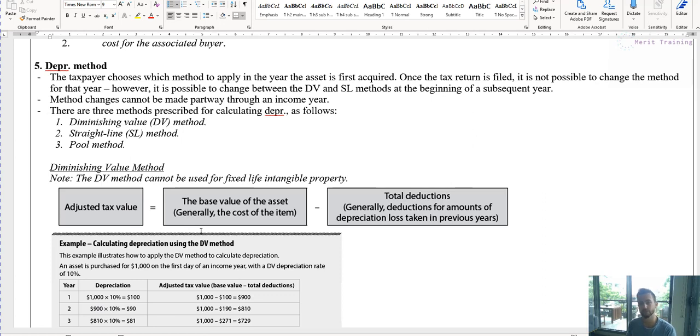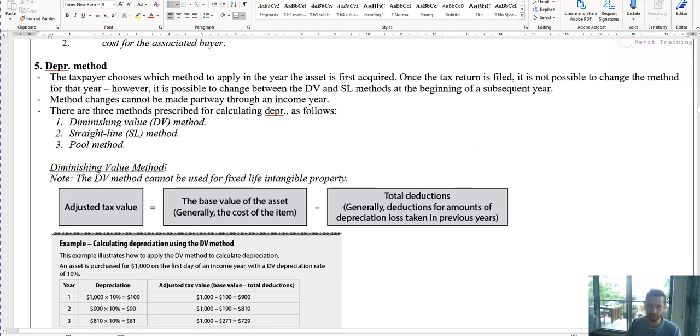So generally once you choose which method you want to apply, and you do this in the first year that you acquire the asset, and once you've filed that first return electing what method you're going to do, it's not possible to change it for that year. However, at the beginning of the subsequent year, you can change between diminishing value and straight line method if you wish. So let's go through the different calculations of these methods.